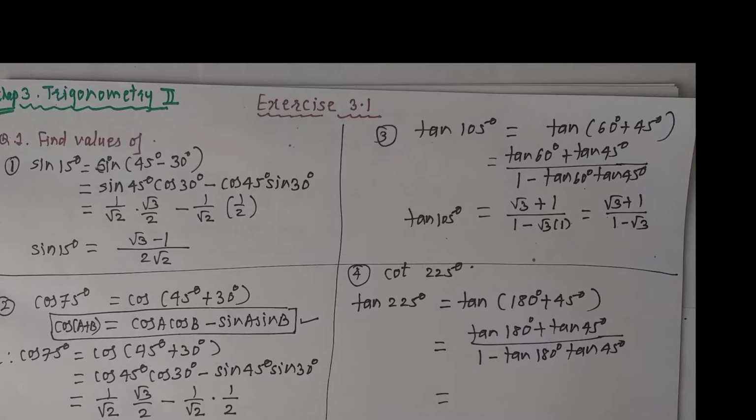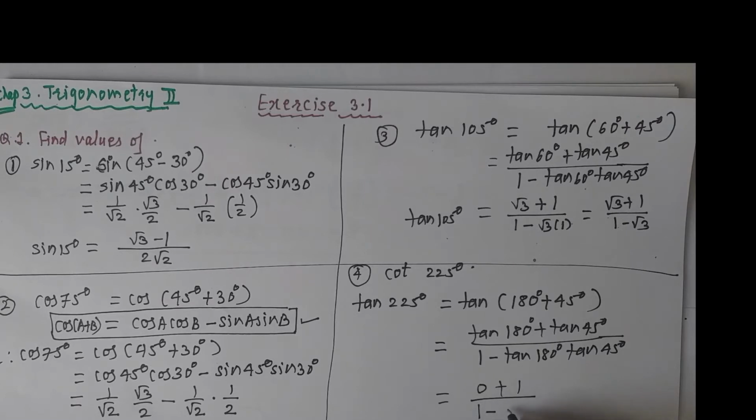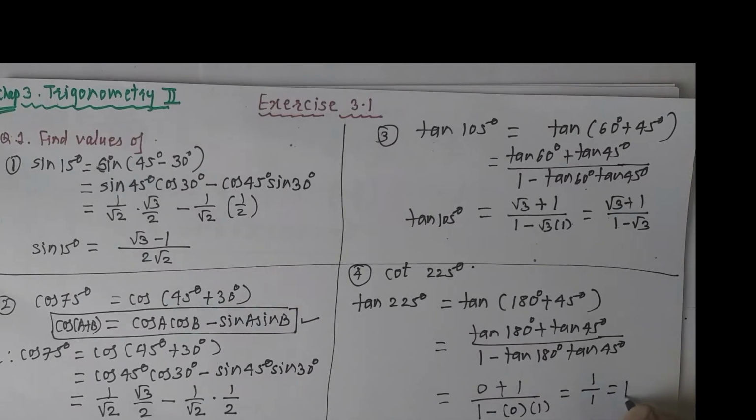0 degree is at the positive direction of the x-axis and 180 degrees at the negative direction of the x-axis. These both have the same values. Tan 0 is 0 and tan 180 degree is also 0. The value of tan 180 degree is 0, you write down 0. Tan 45 is 1. Again, tan 180 is 0 and tan 45 is 1, and this will be 1 divided by 1, that is 1.